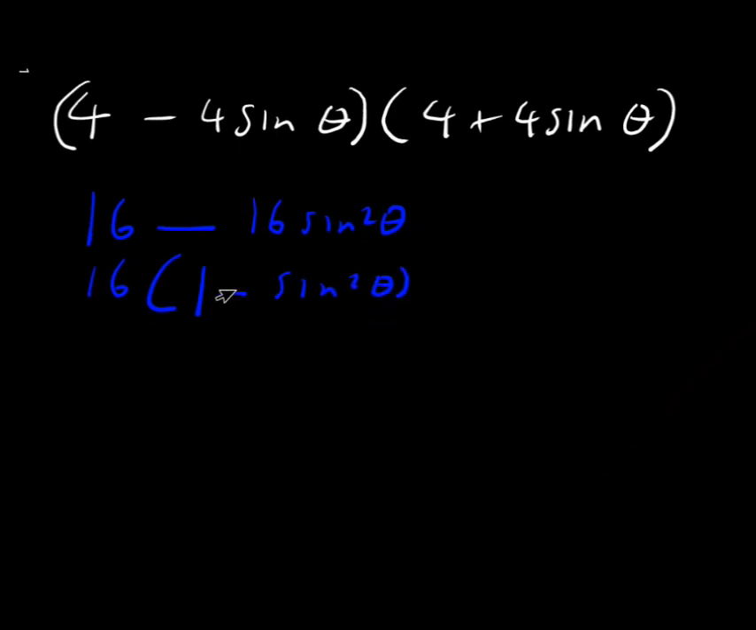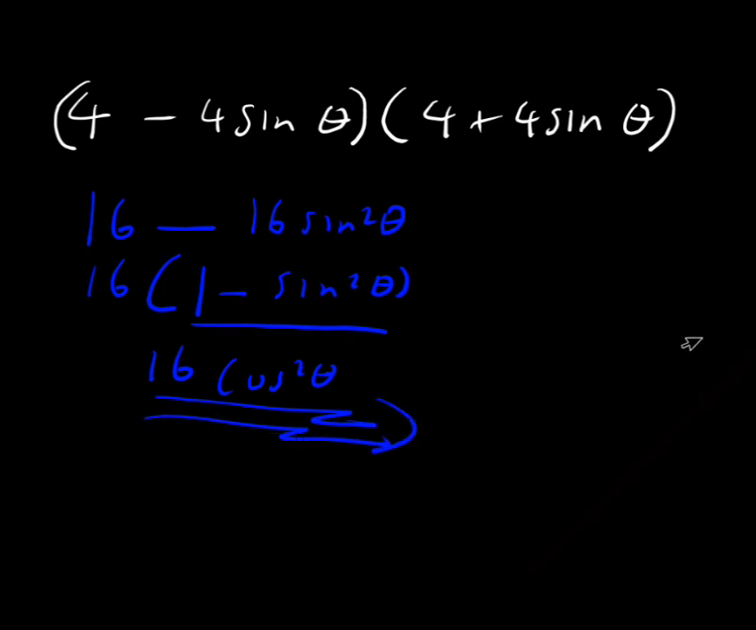So now notice we have something familiar. Identities, right? So now 1 minus sine squared is cos squared. So this eventually becomes 16 cos squared. And this is the final answer.